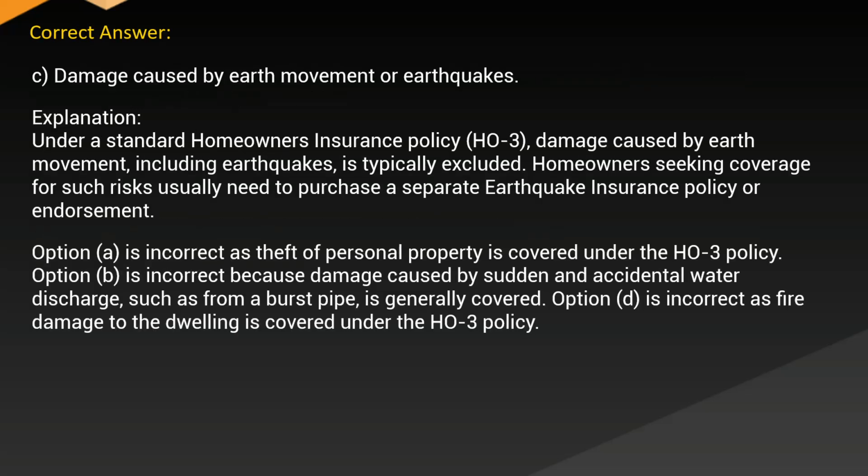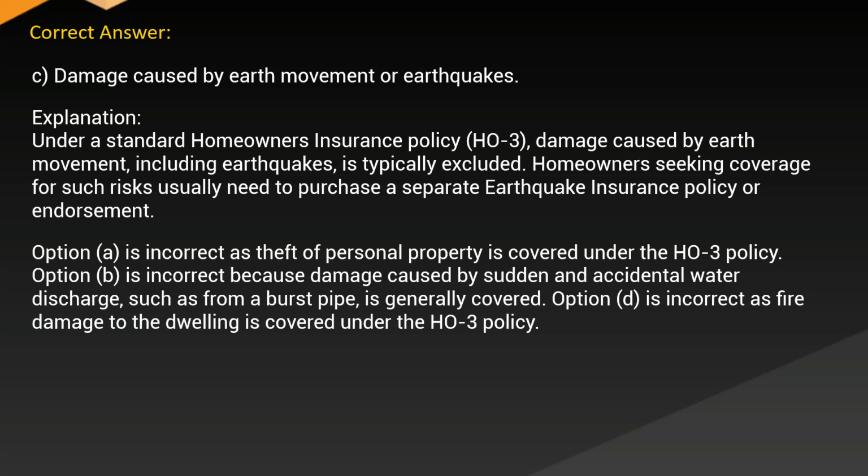Correct answer. C. Damage caused by earth movement or earthquakes. Explanation. Under a standard homeowners insurance policy HO3, damage caused by earth movement, including earthquakes, is typically excluded. Homeowners seeking coverage for such risks usually need to purchase a separate earthquake insurance policy or endorsement.